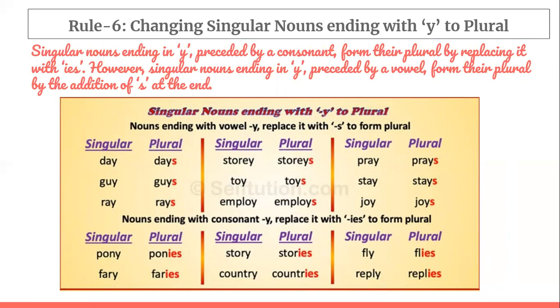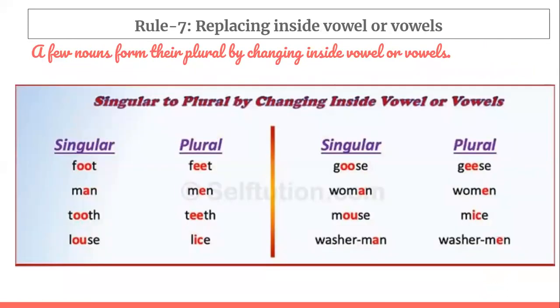Rule number 6, changing singular nouns ending with y to plural. Oh, we did this. So, rule number 7, replacing the inside vowel or vowels. Now, some nouns change their complete form in the plural, and they do this by changing the vowels inside the word. So for example, foot becomes feet, man becomes men, tooth becomes teeth, goose becomes geese, woman becomes women, mouse becomes mice. If you look here, they are changing the vowels which are inside the word.